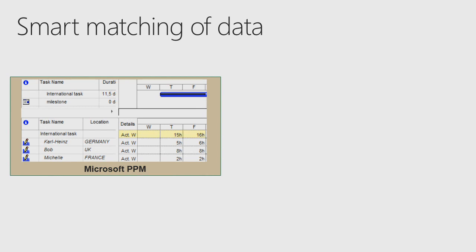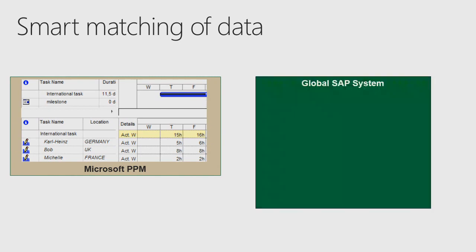I do have 3 different resources, and as we did before, the resource is carrying information about the location. The location equals the currency, if you want. So we know where these people are from. They enter actual information, maybe in the timesheet in Microsoft Project that we see in the schedule.